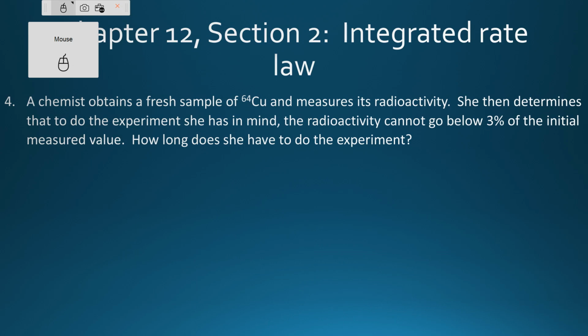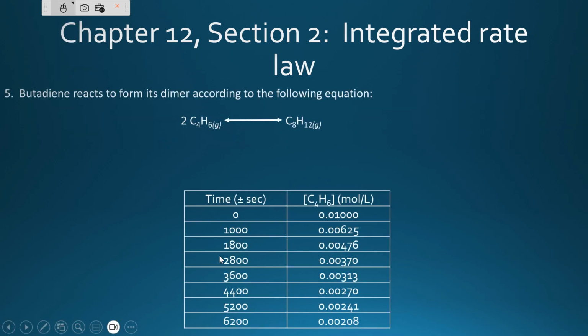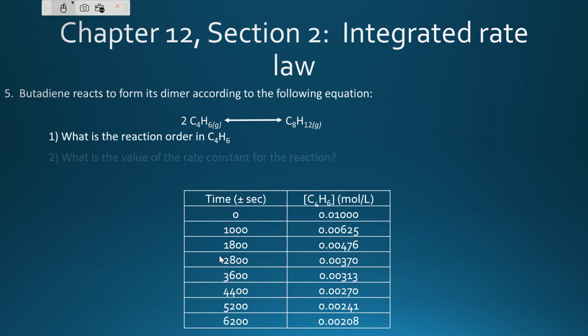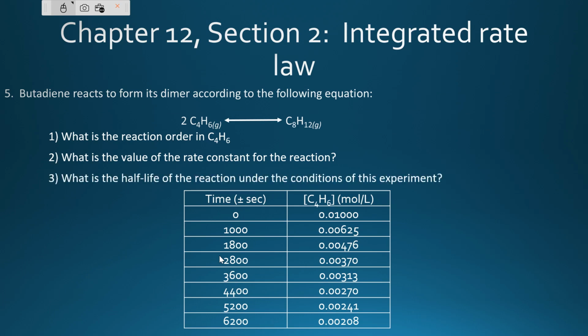All right, so we're going to be taking a look at the next one. This is kind of a different approach. I'm going to show you the answer in the end. So we're going to see butadiene is going to react to form its dimer according to the following equation, and we see the values here. We want to know the reaction order, the value of the rate constant for the reaction, and the half-life for this reaction.